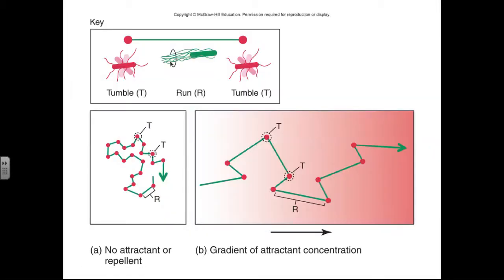If we look at this chemotaxis process, preferentially, the runs are longer in the direction of the favorable chemical stimulus and shorter when the bacterium is moving away from that favorable chemical stimulus. And the tumbles are whenever the bacterium changes direction. Now, if there is no chemical stimulus for the bacterium, then the runs and tumbles are just going to be completely random, complete gibberish.